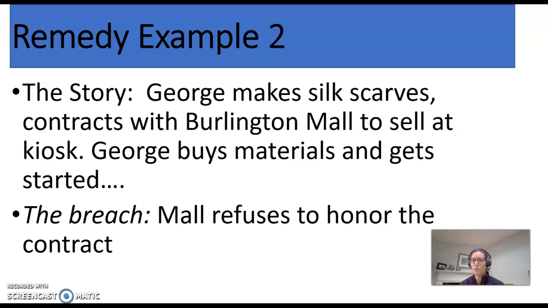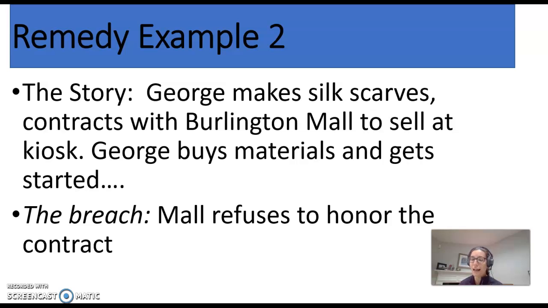In a case like this, if we were to apply expectation damages, it doesn't work. The question would be, where does George expect to be had Burlington not breached? In other words, we'd be asking ourselves, how many scarves would George have sold? How much money would he have made during November and December during the holiday season from the sale of his scarves? Well, if you're sitting there thinking, I don't know, you're exactly right. It is completely unknown. Even if George had a kiosk last season and the season before, we don't know how many he would have sold this season.